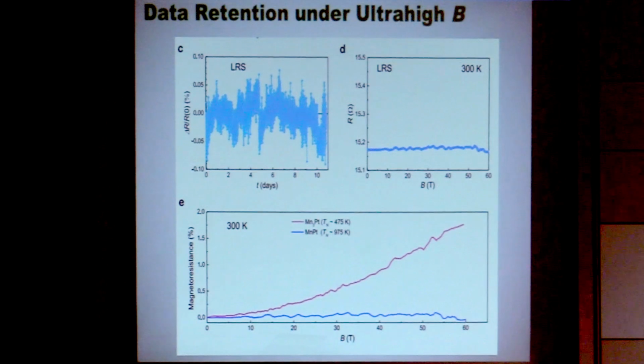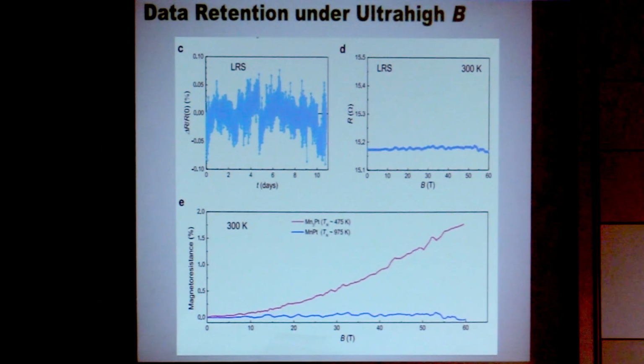The other interesting point of this material is that because it has a very high Néel temperature, at room temperature the manganese platinum resistance is very, very stable. There are two reasons. One is this high Néel temperature. For example, we tested this material up to 60 Tesla. The resistance change of this thin film, in the piezoelectric strain induced low resistance state, only fluctuates around 0.1%.